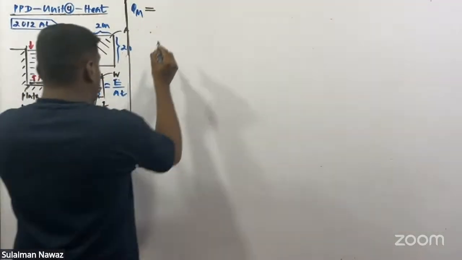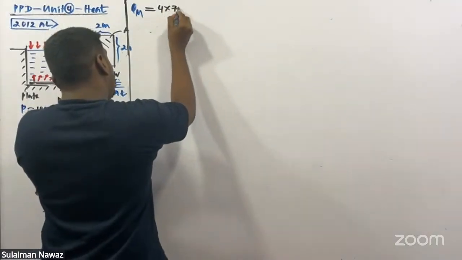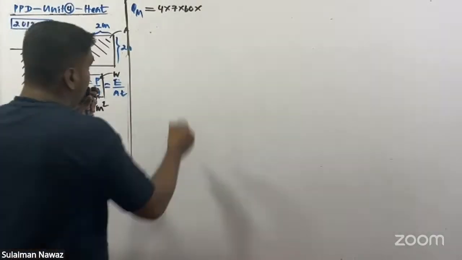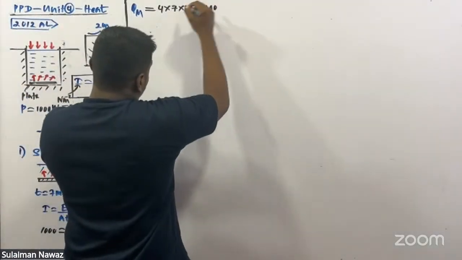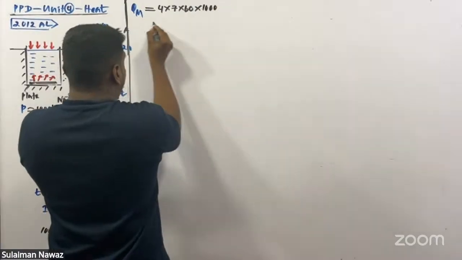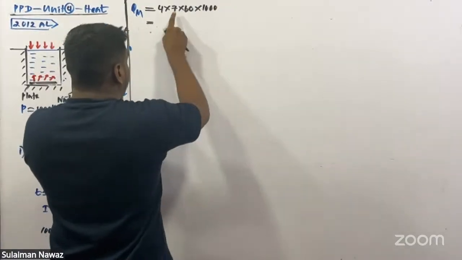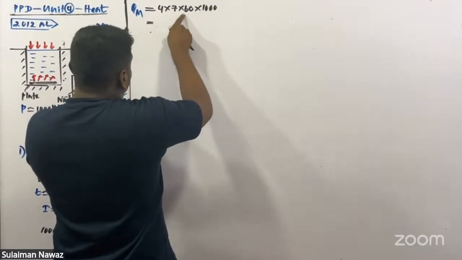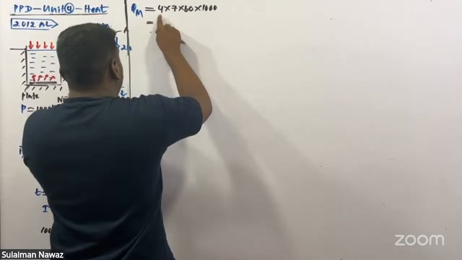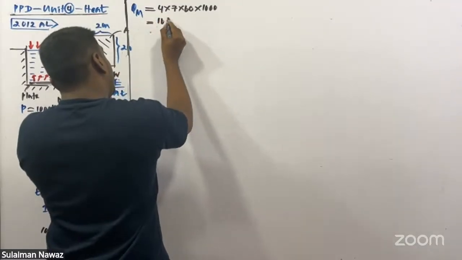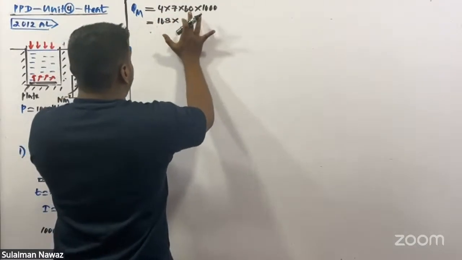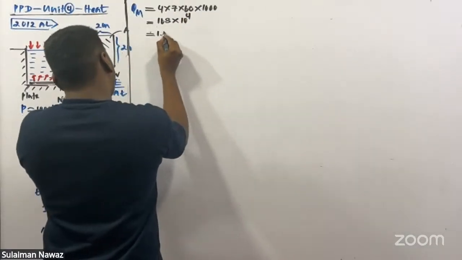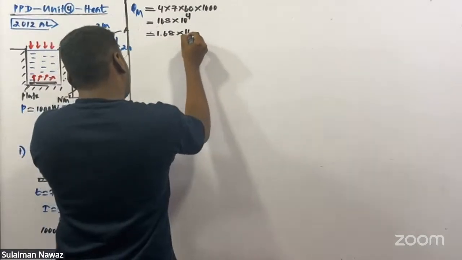4 into 7 into 60 into 1000. Then the unit is joules. What is the answer? 7 into 6 means how much? 42. 42 into 4 means how much? 168. 168, 10 to the power 1 and the power 4. Someone check this value. 1.68 into 10 to the power 6 joules.